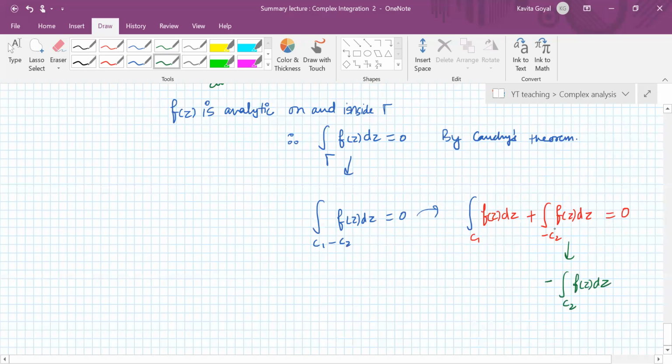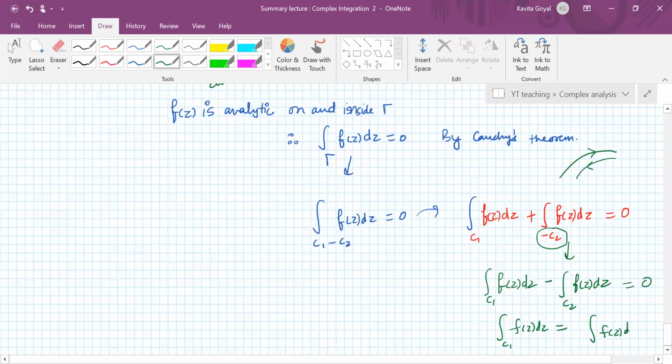So the integral along the negative of the curve will be equal to the negative of the integral along the curve. If you are going like this and like this, then obviously a negative sign will come. So this is equal to 0. So the integral along C1 is equal to the integral along C2. Fine. So this says that your integral is independent of path. This is very helpful.